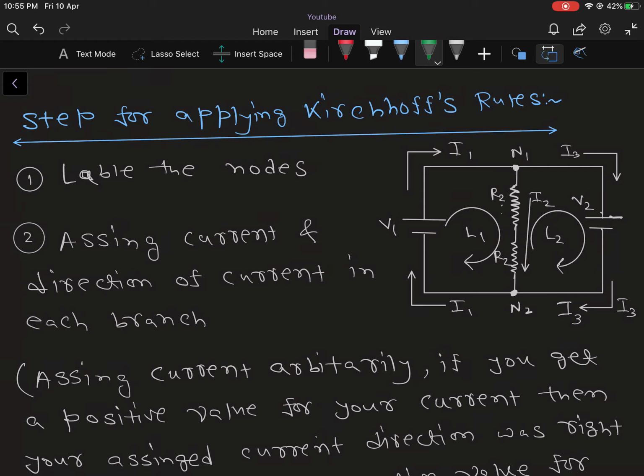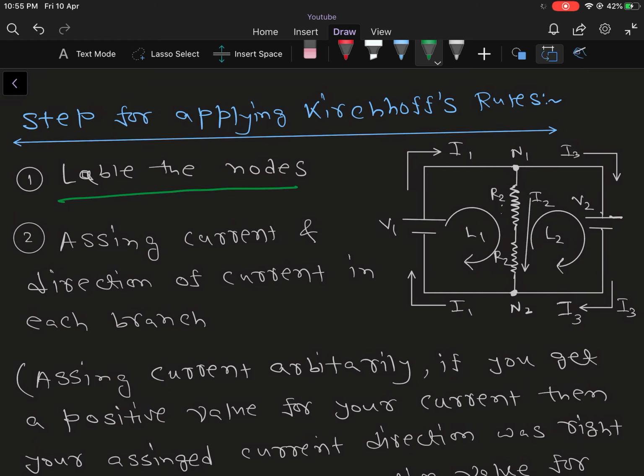Now there are some steps. When we apply Kirchhoff's law, we will follow these steps. If we follow these steps, then the problem becomes handy, and we can easily solve complicated problems also. So you will be given a circuit and will be asked to calculate some voltage or some current in that circuit.